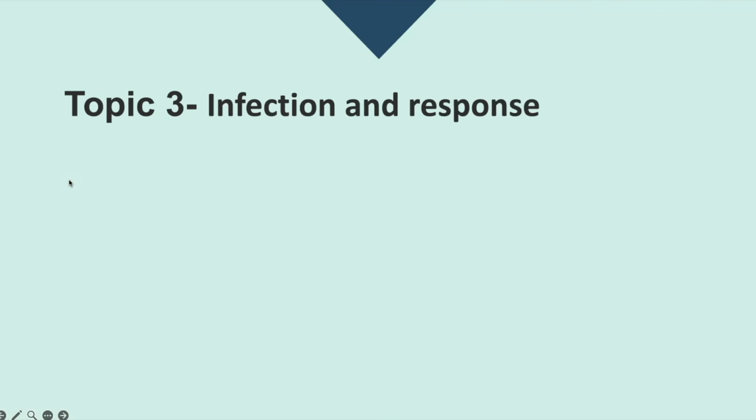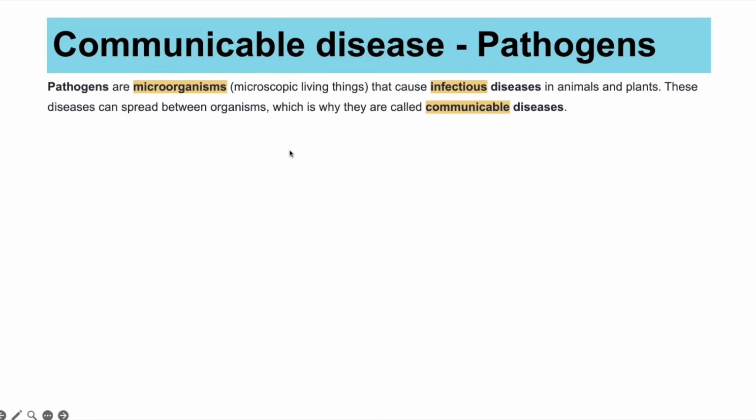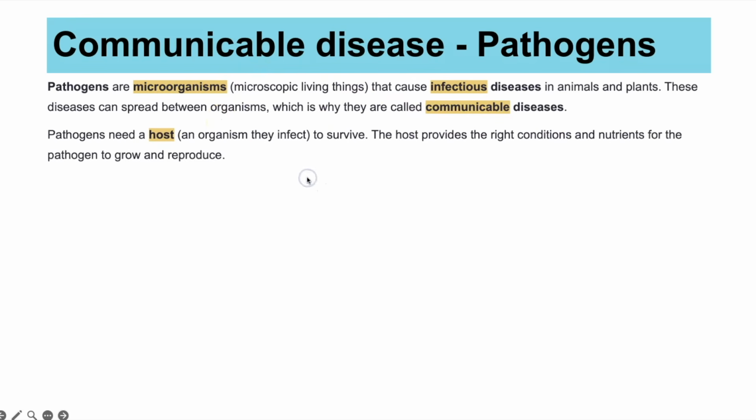Week 3 is all about infection and response. And we start with looking at communicable diseases, which is an infectious disease, and looking at the different pathogens that you need to know. Pathogens are microorganisms, so they're microscopic living things, but the difference between a microbe and a pathogen is it is a microbe that could cause an infectious disease, and that is in animals and in plants. These diseases can spread between organisms, which is why they are called communicable diseases.